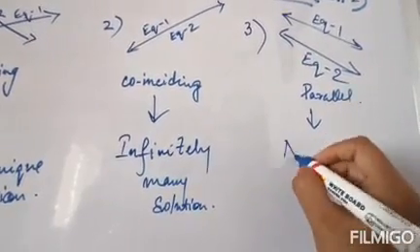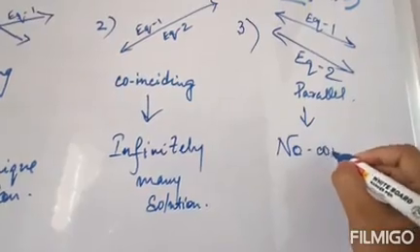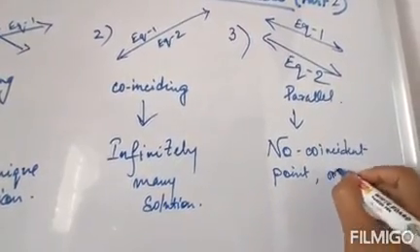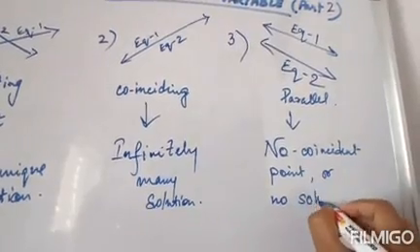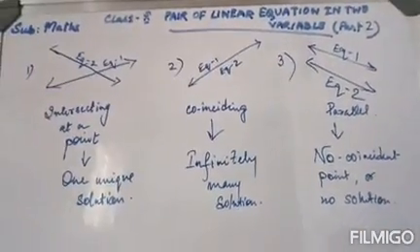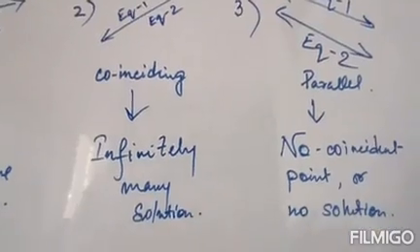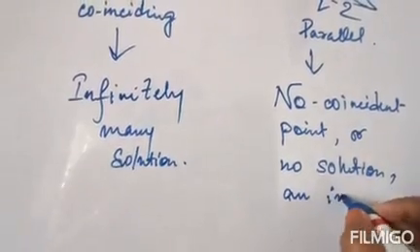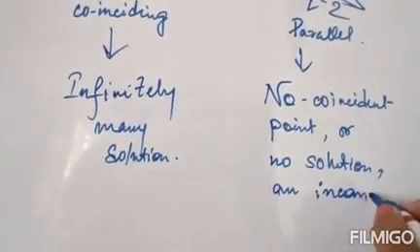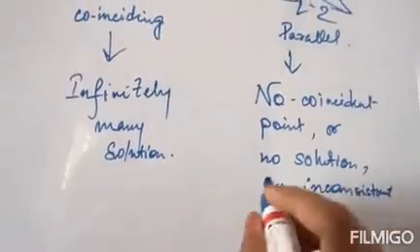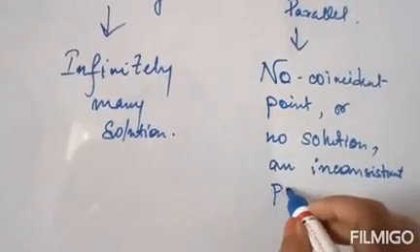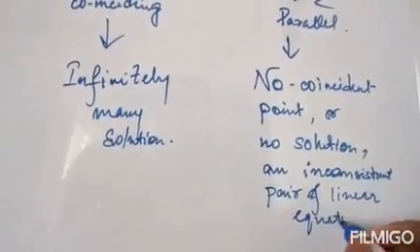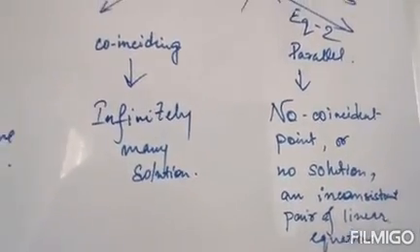And when the lines are parallel, we will say that these two have no coincident point, or no solution. Okay, no solution. We also call them an inconsistent pair of linear equations.